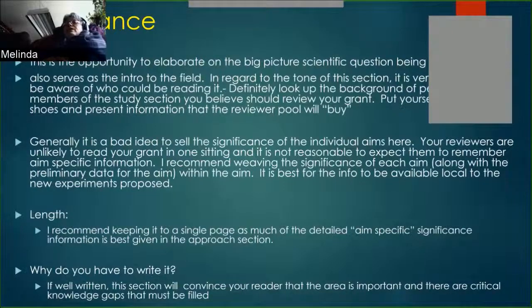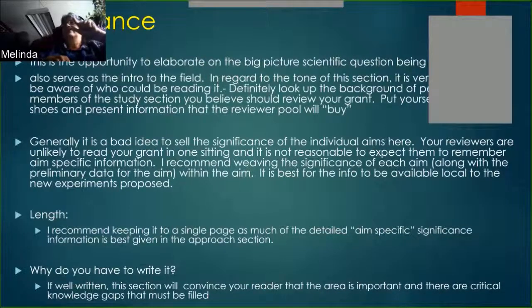Now, there's different ways that people write this. Some people put the significance for everything being done in the significance section. I personally don't do that. I use my significance section for the big picture significance. And then I put the significance of each aim in the aim. So when I start talking about the approach, I explain the significance of why I'm doing it in that aim.